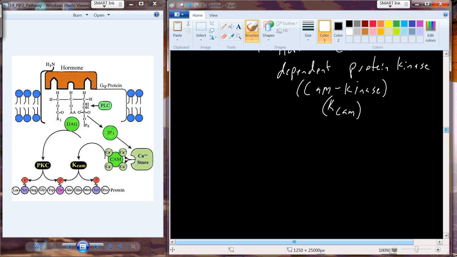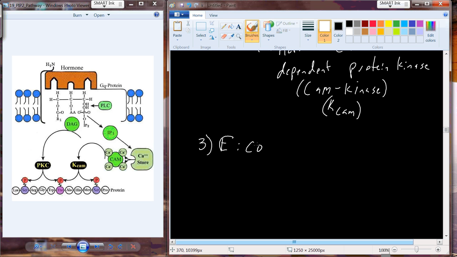So at a minimum, it would be good to be familiar with the cyclic AMP second messenger system and the PIP2 pathway. I have another couple of pathways I'm going to show you. But for starters, start learning what's going on biologically, molecularly, with protein kinase activation in both PIP2 and cyclic AMP.